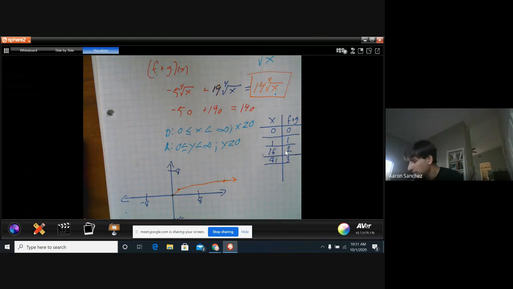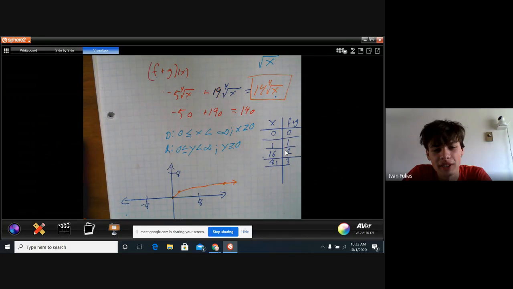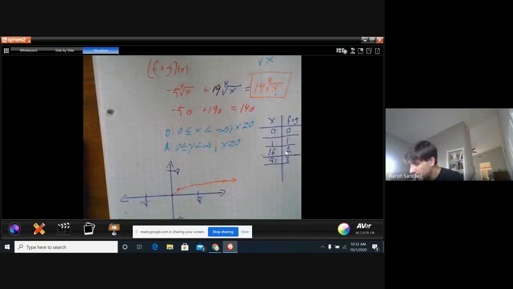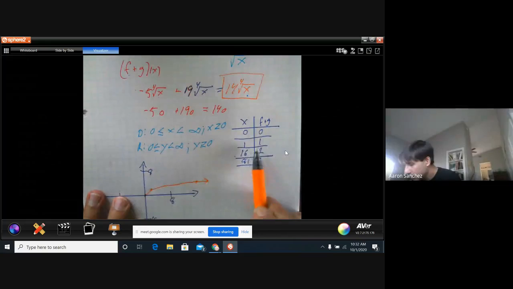I graphed it wrong. What did I do wrong? My F plus G, what did I forget to do? It's 1 and 1, not 2 and 1. Like you graphed 2 and 2 on your graph. Oh yeah, that too. I didn't do the scaling right. I messed that up. But I also did my table wrong too.